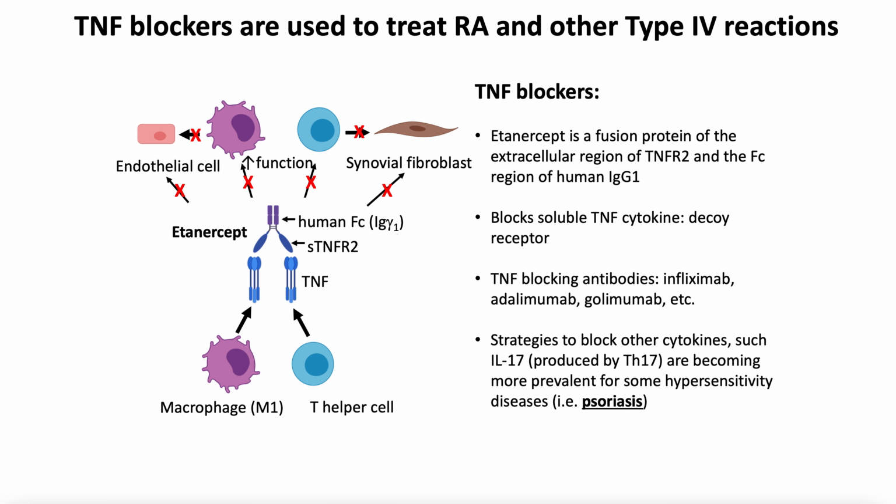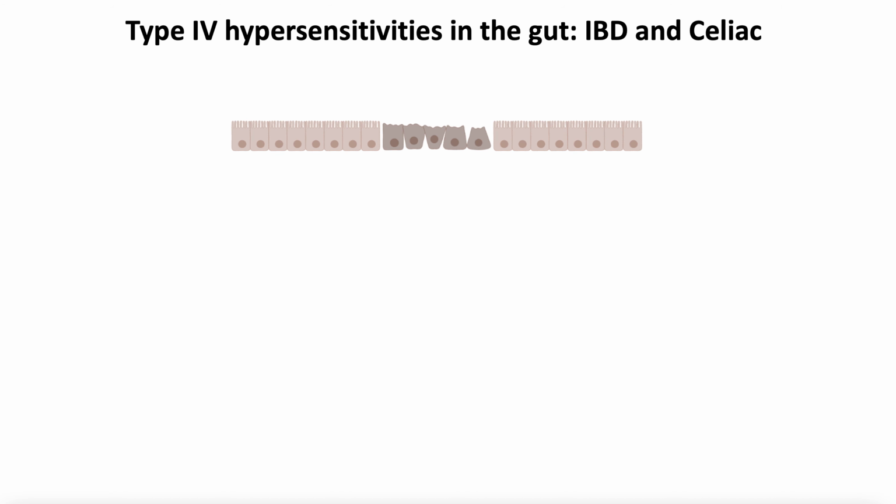IL-17 blockers are not useful for rheumatoid arthritis, but they can be very effective in some other diseases, including psoriasis. And so it's thought that diseases that are susceptible to TNF or IL-17 blockers are very likely T helper-driven diseases. There are a number of type 4 hypersensitivities in the gut that induce inflammatory bowel disease and celiac disease.